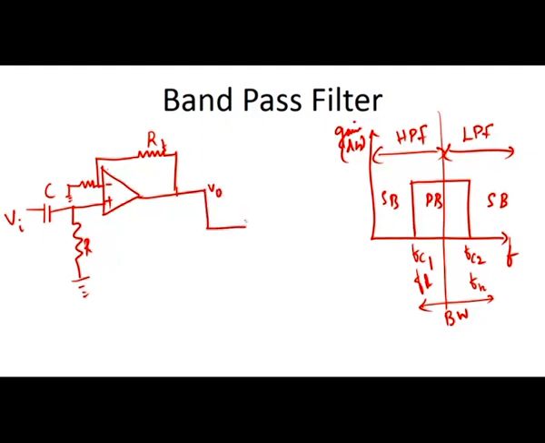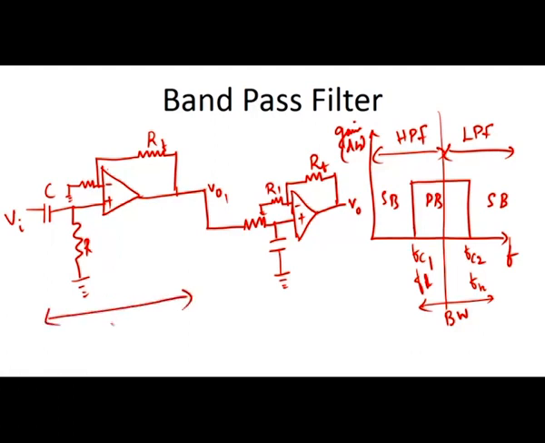If the output is taken as the input of the low pass filter, we know that the low pass filter has the resistor at the input and the capacitor at the shunt, which is given to the positive terminal of the operational amplifier, and the negative terminal is grounded through the input resistor, and feedback is given. So, this is the circuit of the band pass filter.